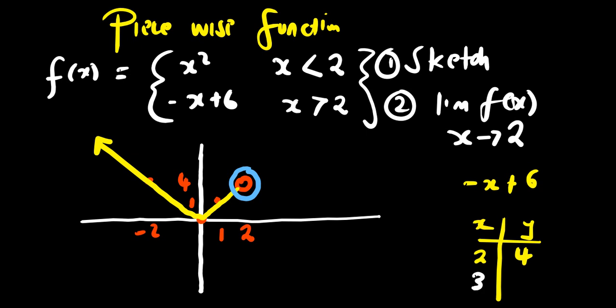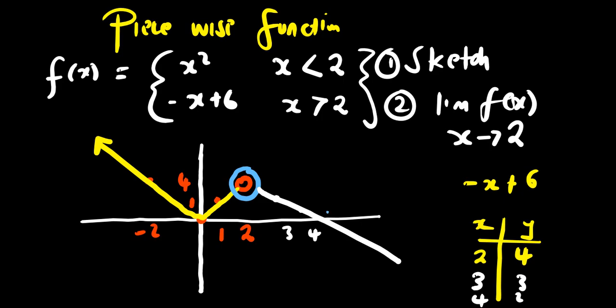Let's say 3. If I put 3, it will be negative 3 plus 6. That will just give me a positive 3. So the point (3, 3) is just a little bit down. Let me put another point, like 4. If I put 4 there, I'll have a 2. So 4 is somewhere here. So this would be a straight line, like that. Now this is our graph.